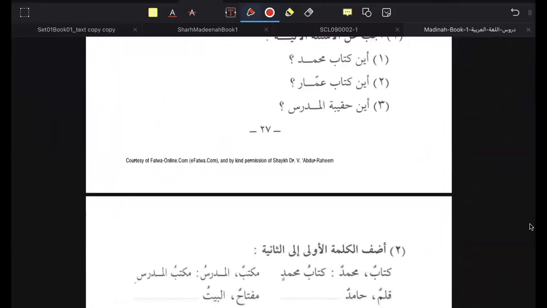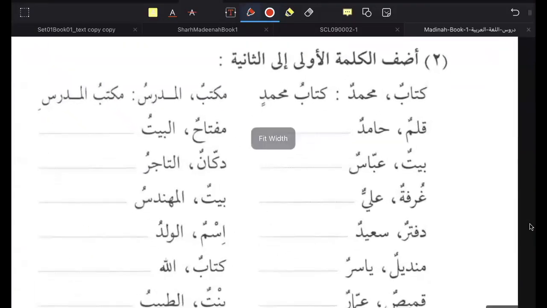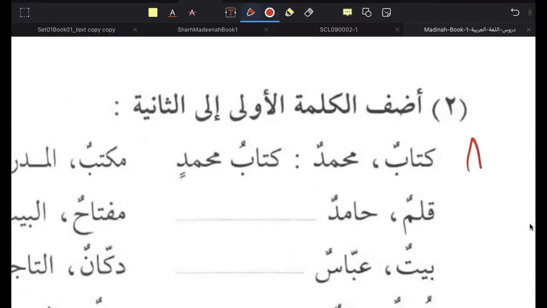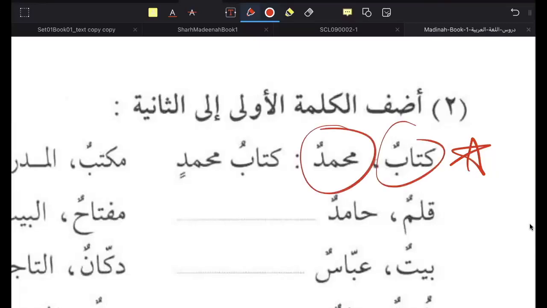So go through them here. As I mentioned to you, this main text, I'm not going to spend so much time. And this is a very good exercise. This will really seal the deal with your practice with idafa. It gives you two words. You make it into idafa.